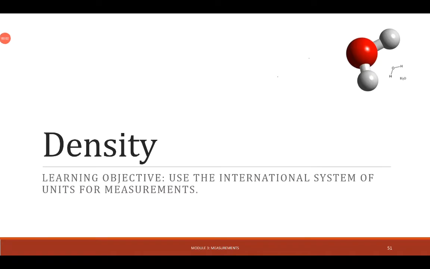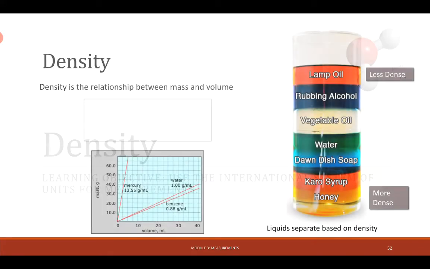In this video, we are going to learn about density. This is going to build upon our learning objective for learning to use the SI system of units for measurements, since density is a physical property that we will have to measure in the lab. Density is the relationship between mass and volume.